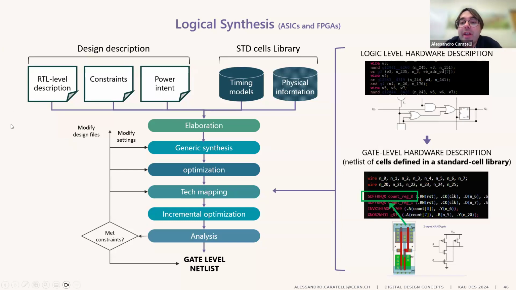Here is where we are moving from the logic level of abstraction to the gate level hardware description. So basically, we are mapping these basic functionalities to standard cells from the library that you give in input to the tools. And these cells actually have their own circuitry and layout, so you are actually placing the real cells that you're going to use. So at this stage, you have a netlist of cells from the standard cell library.